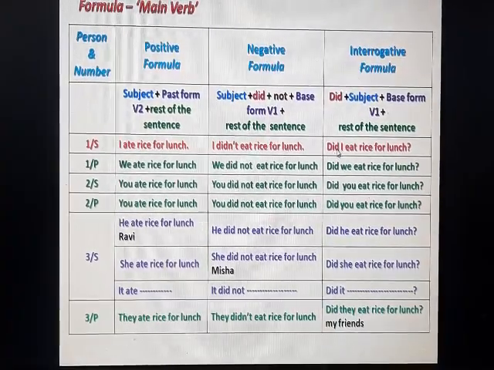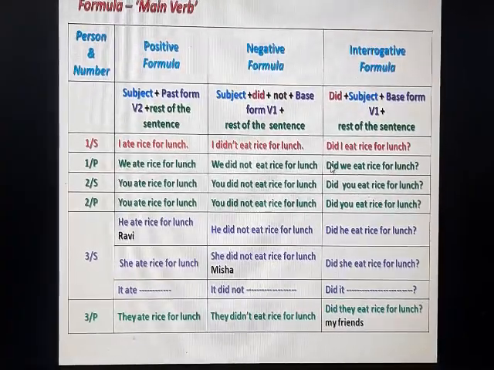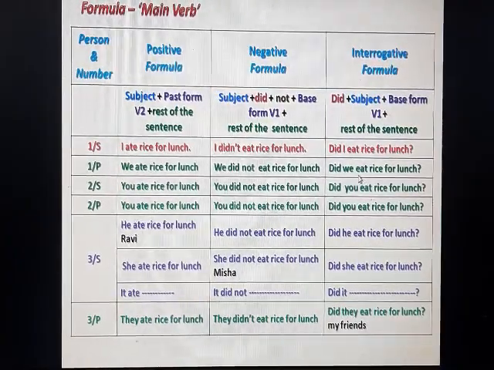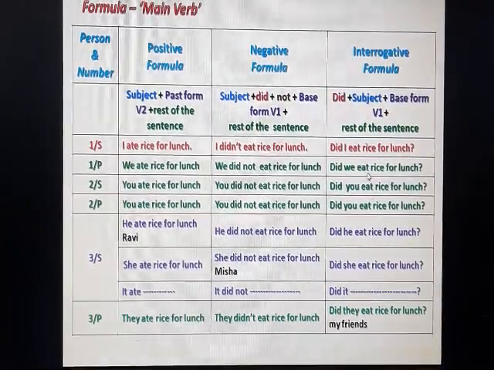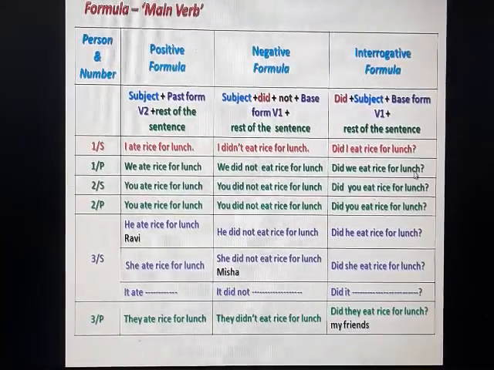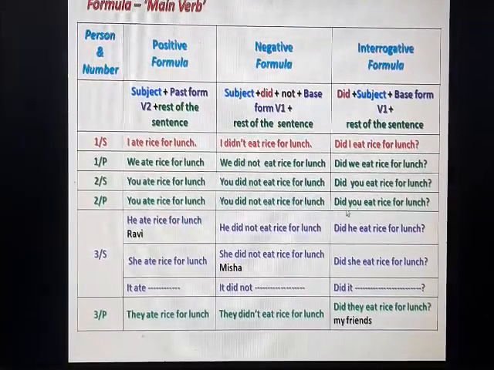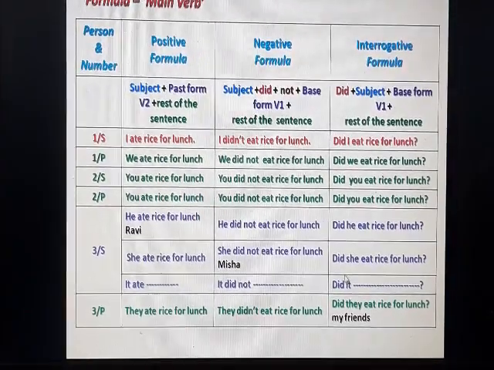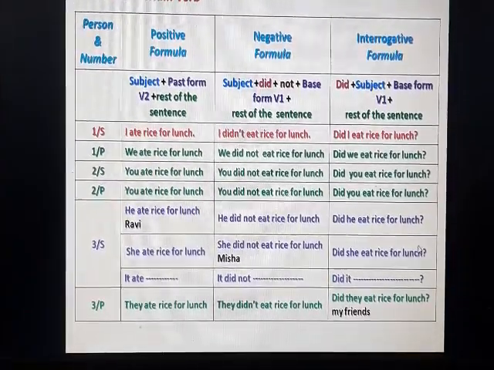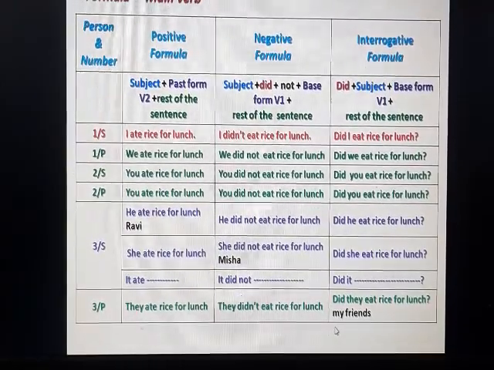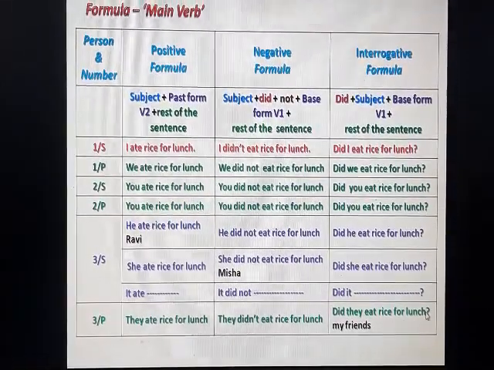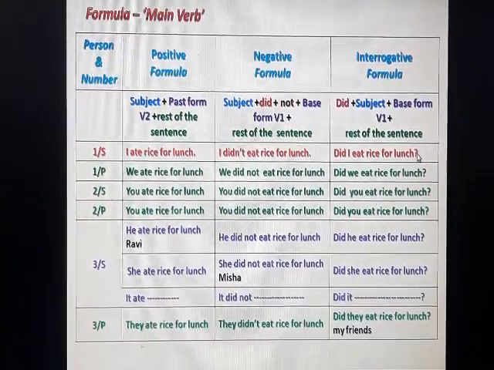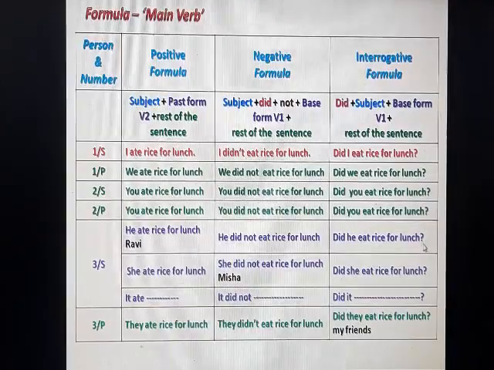In the same way, in the interrogative, we use did for all persons and numbers, and we change the verb into the base form eat. So did we eat rice for lunch? In the first person plural, did you eat rice for lunch? In the second person plural, did she eat rice for lunch? In the third person singular, did my friends eat rice for lunch? In the third person plural. All interrogative sentences should end with a question mark.